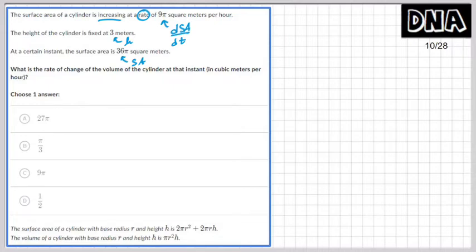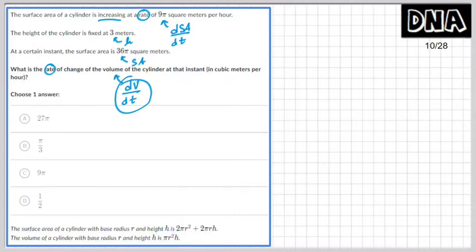All right, what are we looking for? We're looking for the rate of change of the volume, so dV over dt. This is the answer, guys. We're looking for dV dt. In order to do this, you have to know how to find the surface area of a cylinder, and the volume of a cylinder. Lucky us, they usually give you those formulas. They're not going to expect you to remember those.